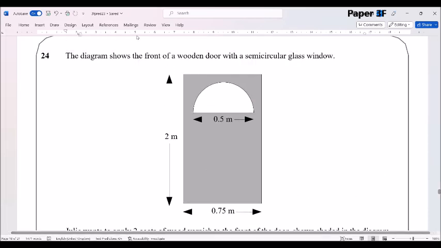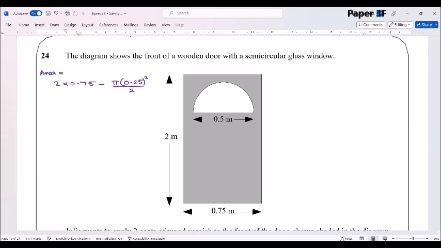So first of all, the area of the door is going to be 2 times by 0.75. And then we've got to take away the window, which is a semicircle. And so that's pi r squared. So that's pi multiplied by 0.25. Be careful, because obviously the diameter is 0.5, so the radius is 0.25. And it's a semicircle, so it's got to be divided by 2. So that's the area of the door.